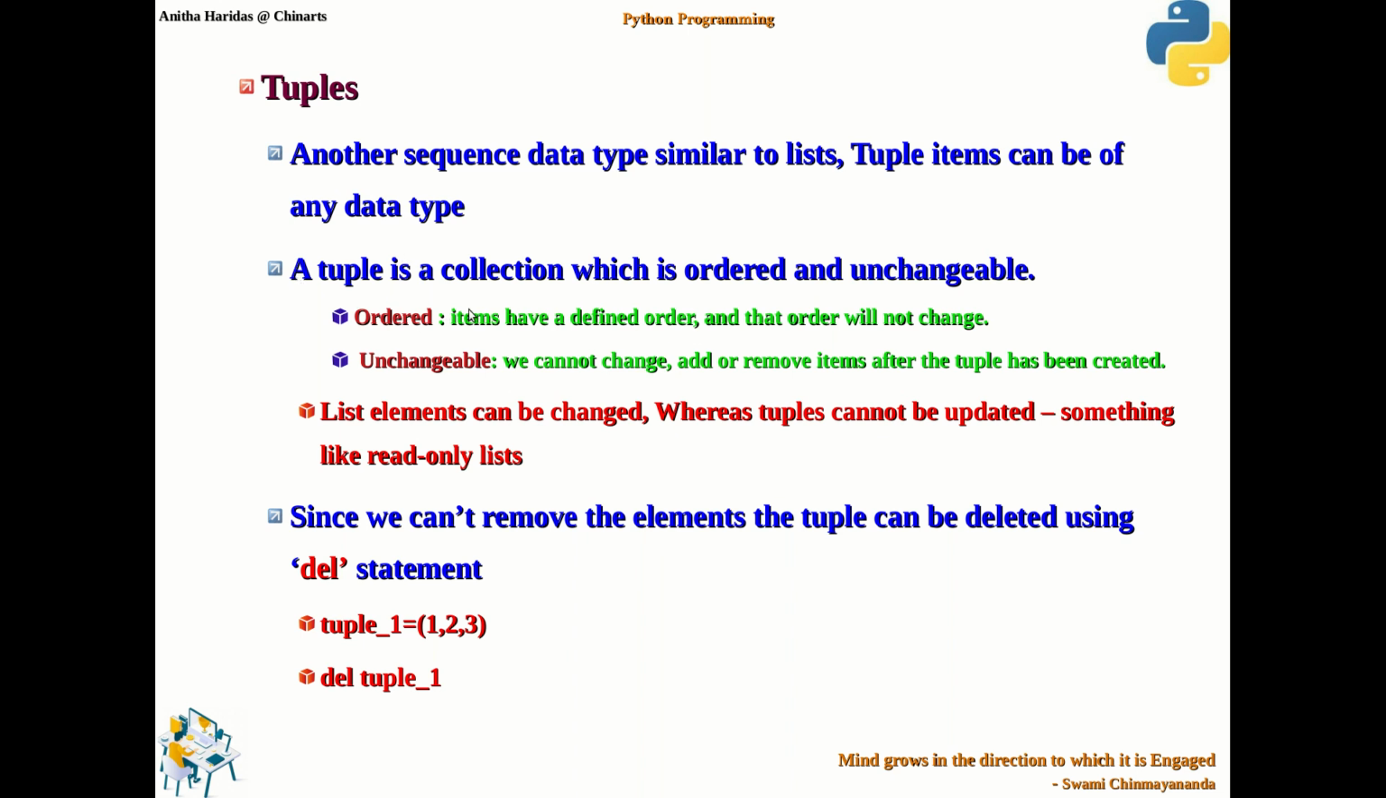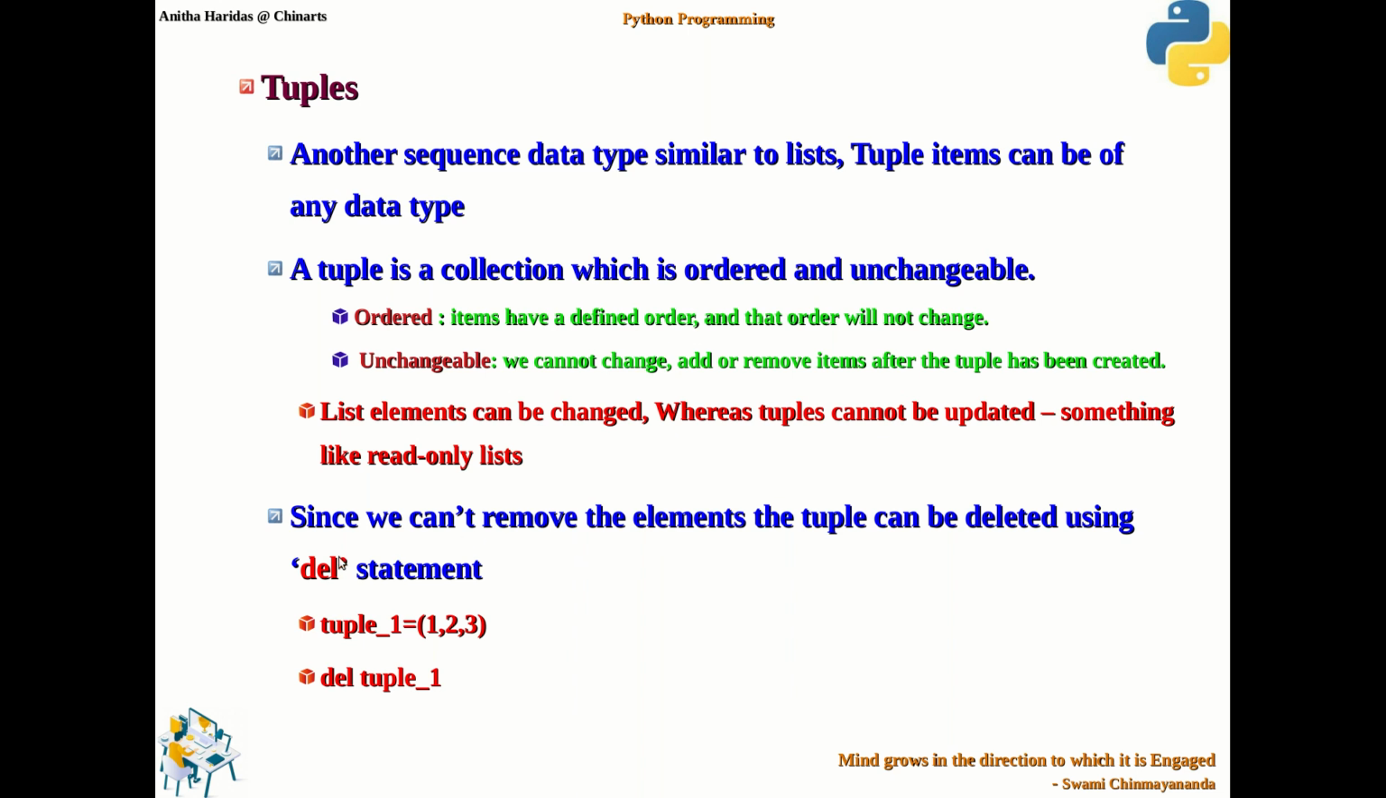A tuple is nothing but a collection which is ordered and unchangeable. So this is the point to be noted. It is ordered and it is unchangeable. When I say ordered, items have a defined order and that order will not change. The same way, when I say unchangeable, we cannot change, add or remove items after the tuple has been created, right? So that is why we say tuple is a collection which is ordered and unchangeable. List elements can be changed, whereas tuples cannot be updated. We can say that it is something like a read-only list.